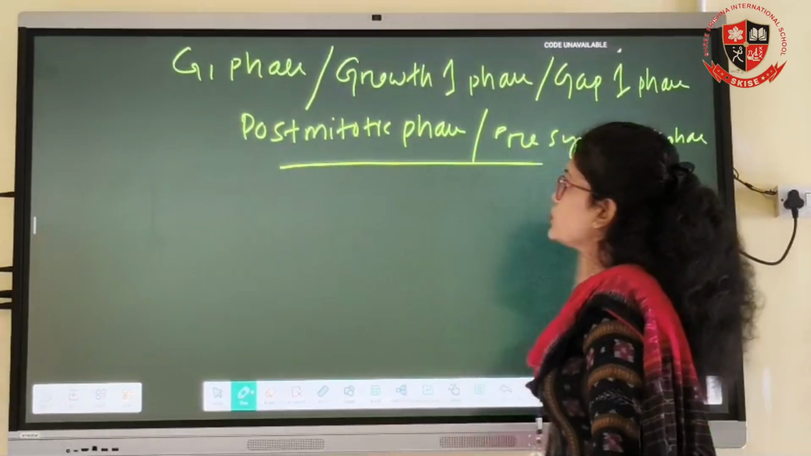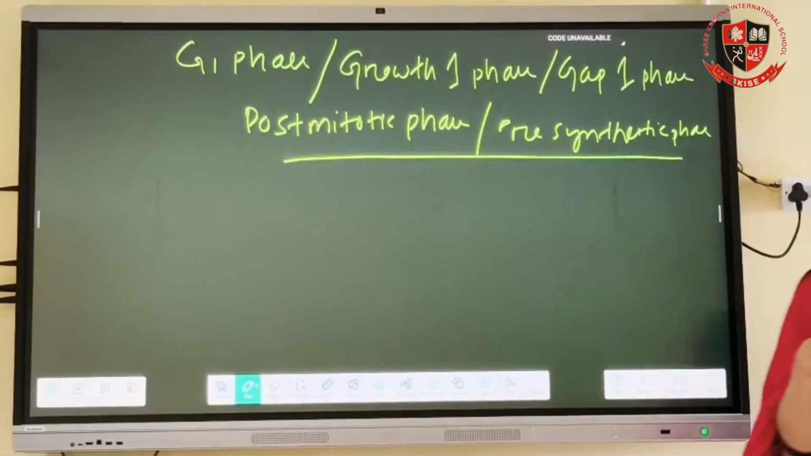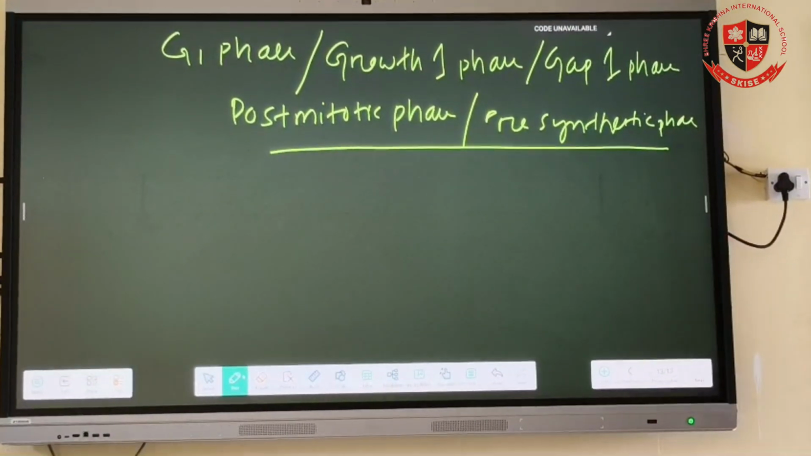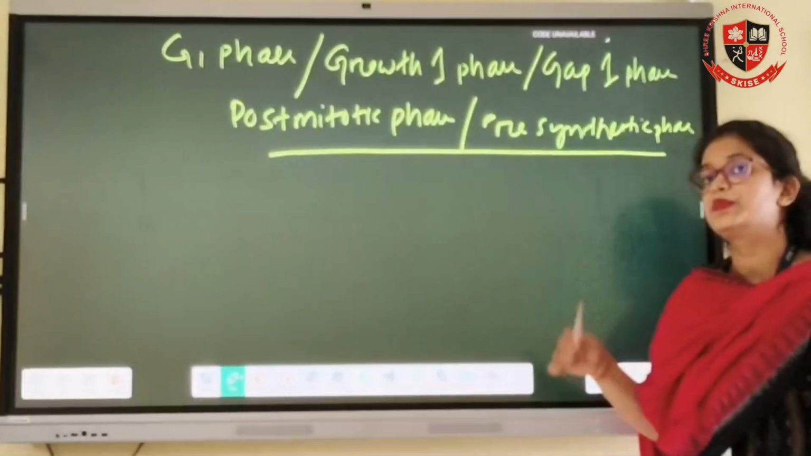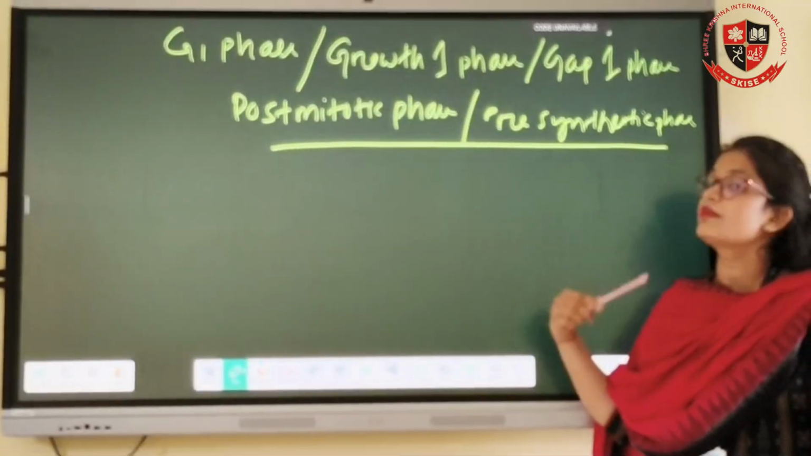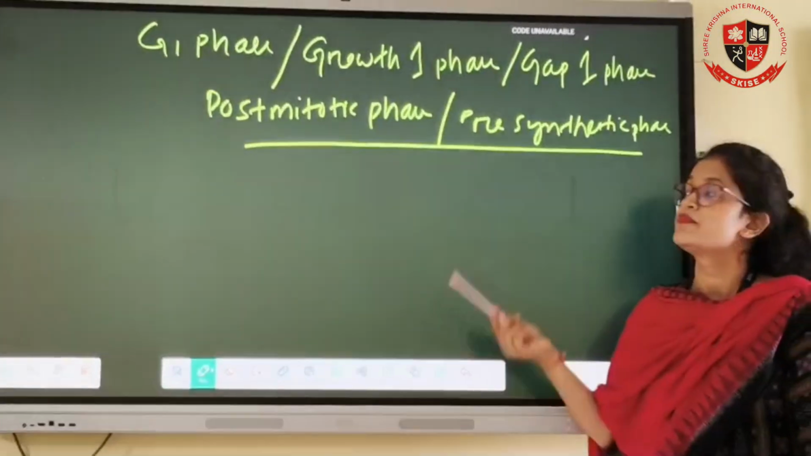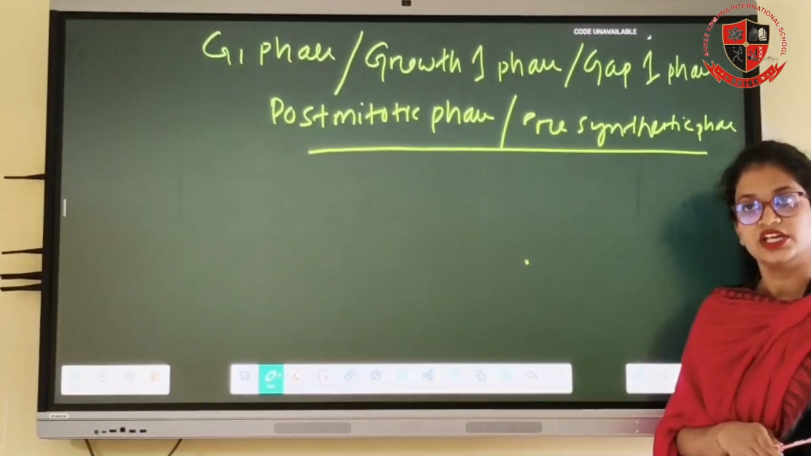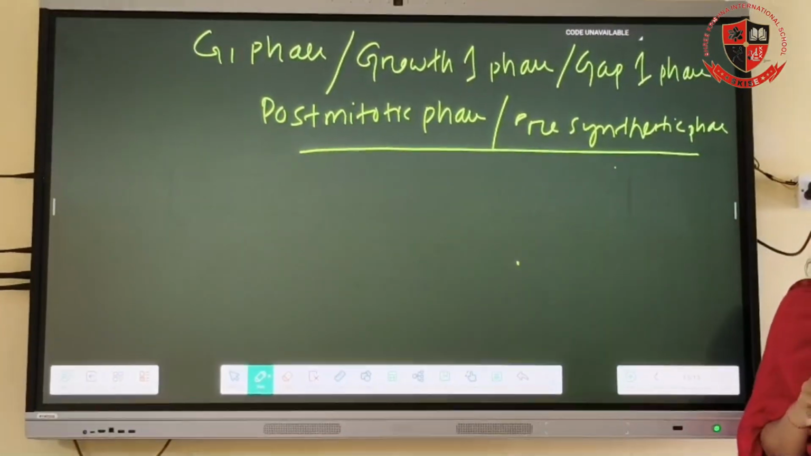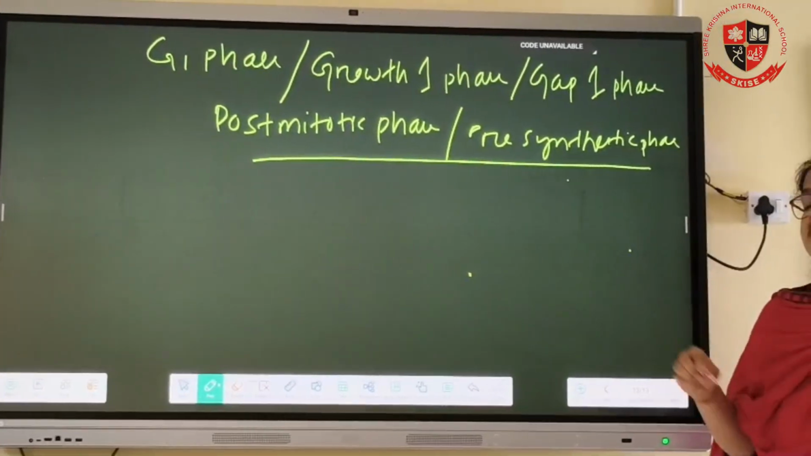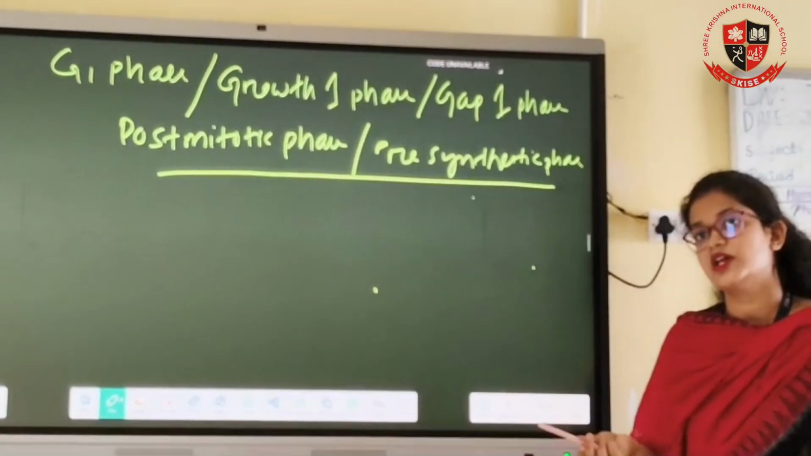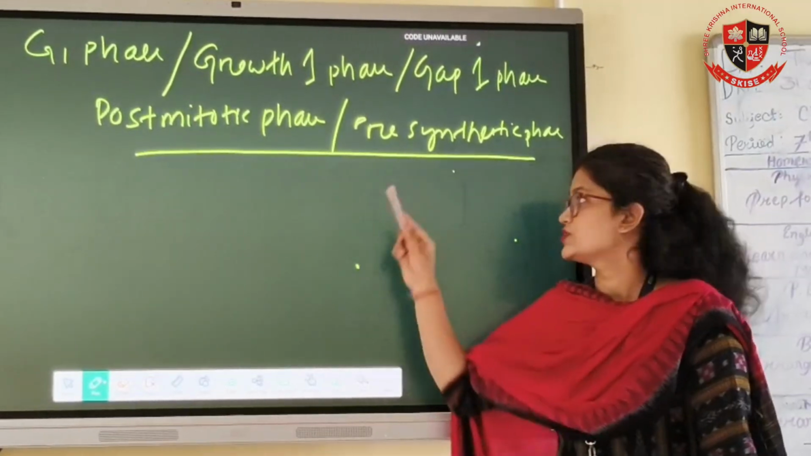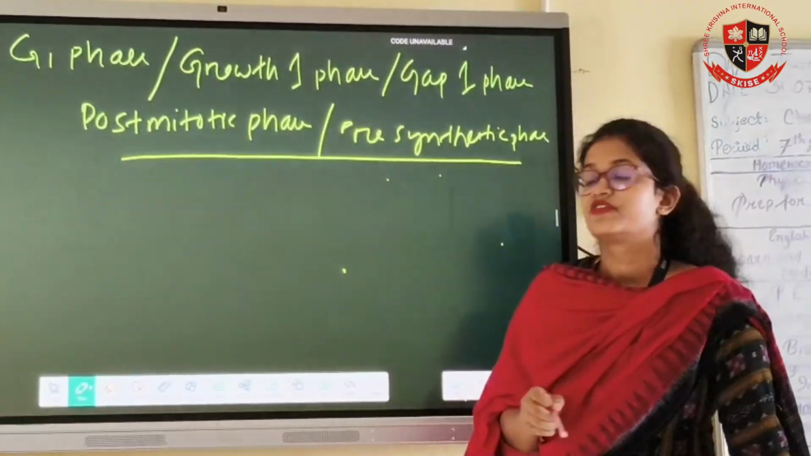Why is it called the post-mitotic phase? Because after the mitotic phase, the G1 phase occurs, so the G1 phase is called the post-mitotic phase. And pre-synthetic, because before the S phase, otherwise called the synthetic phase, the G1 phase occurs. That's why it is called the pre-synthetic phase.